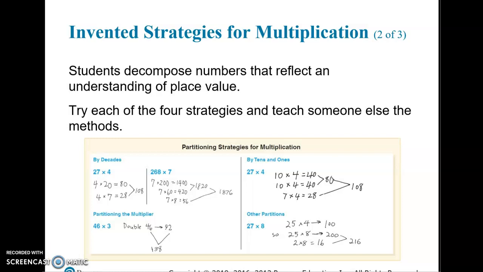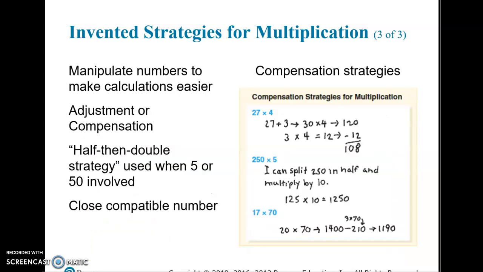Another strategy is to compute mentally with multiples of 25 and 50 and then add or subtract a small adjustment. For example, 27 times 4 is changed to an easier one, and then an adjustment or compensation is made. So 27 plus 3 is 30. 30 times 4 is 120. 3 groups of 4 equals 12, so you subtract 12. 120 minus 12 is 108.